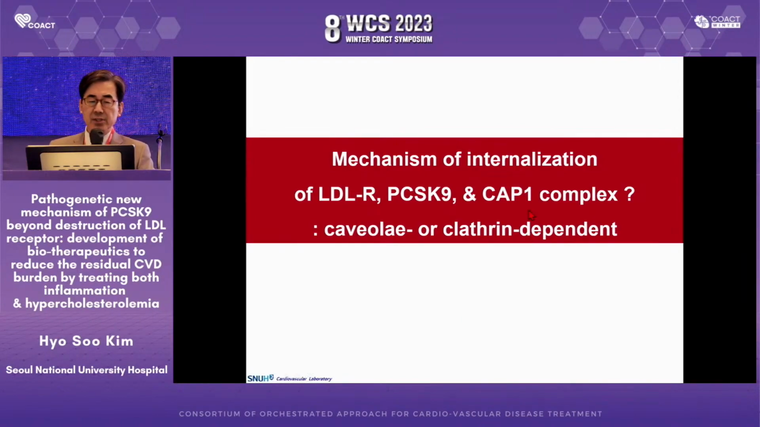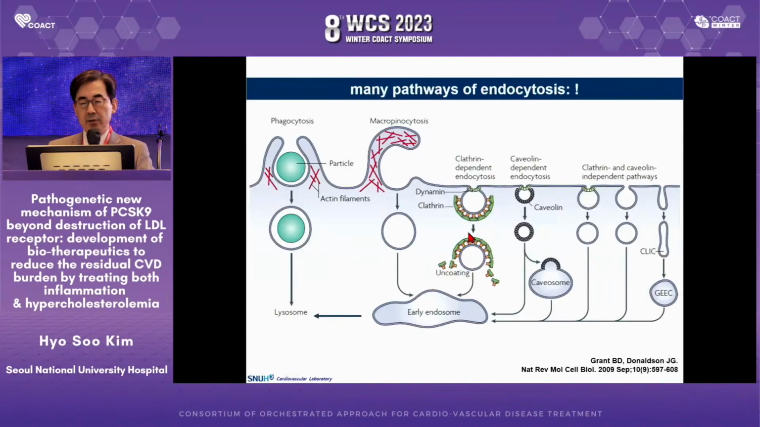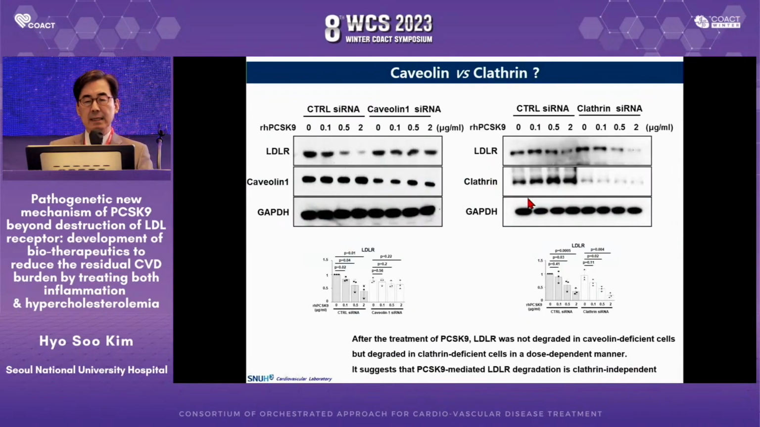What's the mechanism for internalization of the receptor PC9 CAP complex, through caveoli or clathrin? There are 2 main endocytosis mechanisms, clathrin- and caveoli-dependent endocytosis. When we applied caveolin 1 siRNA, PC9-induced receptor degradation was disturbed. Caveolin is very important. When we block clathrin, there is no change of receptor degradation.